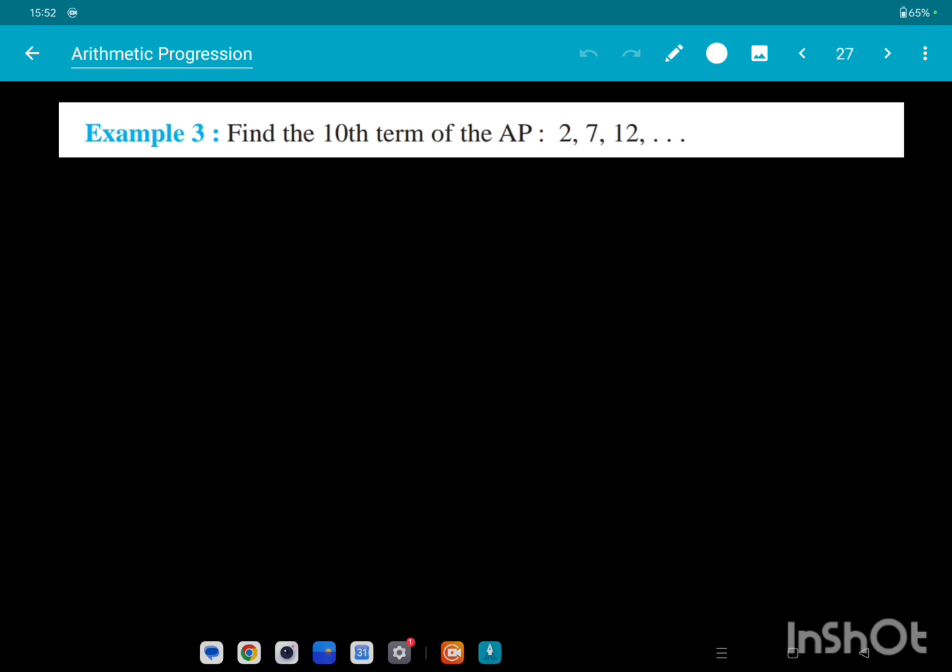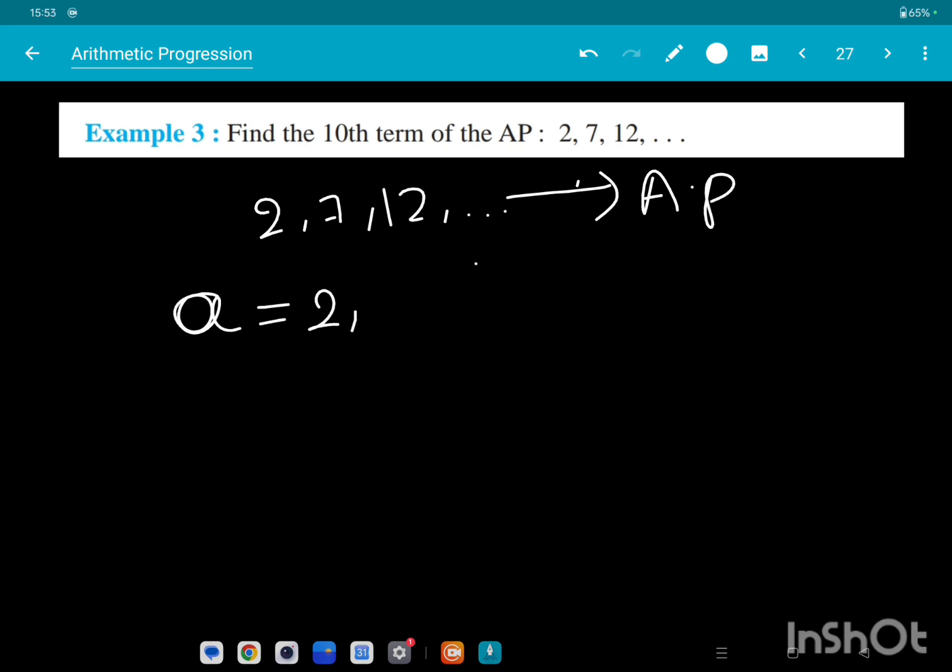Now we will see the example 3 problem. Here we need to find the 10th term of an AP. It was already given: 2, 7, 12 and so on. This is an AP and we need to find the 10th term. First I will write what is the first term here. A is equal to 2. Now I need to know the common difference. What is the common difference?